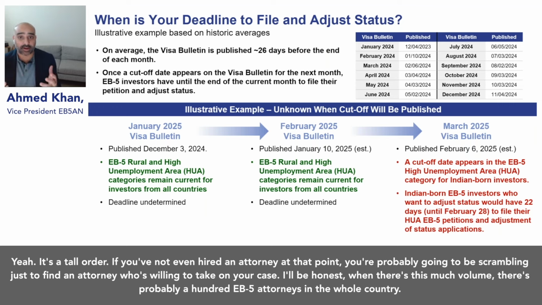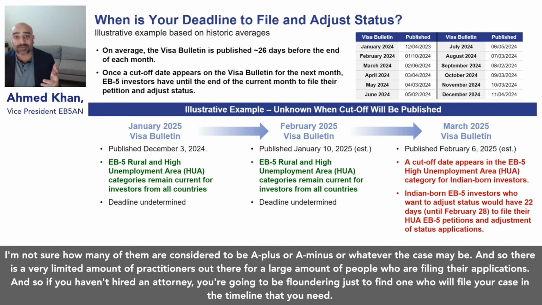If you've not even hired an attorney at that point, you're probably going to be scrambling just to find an attorney who's willing to take on your case. I'll be honest, when there's this much volume, there's probably 100 EB5 attorneys in the whole country. I'm not sure how many of them are considered to be A plus or A minus or whatever the case may be. And so there is a very limited amount of practitioners out there for a large amount of people who are filing their applications. And so, if you haven't hired an attorney, you're going to be floundering just to find one who will file your case in the timeline that you need.